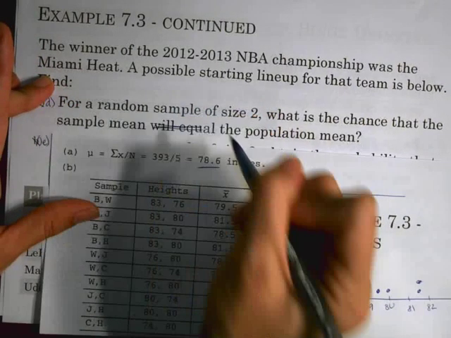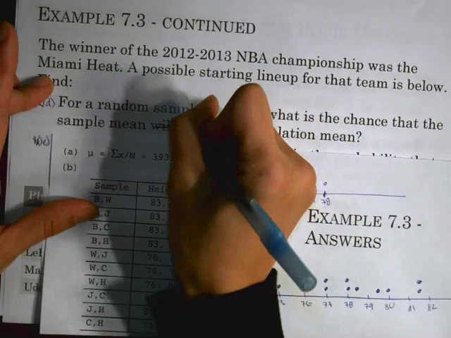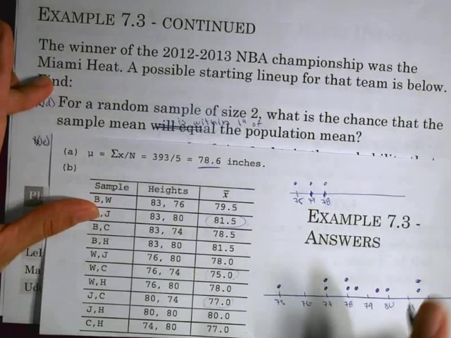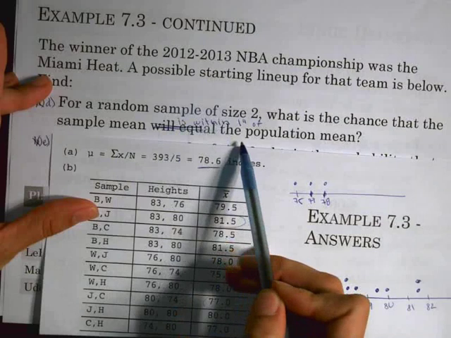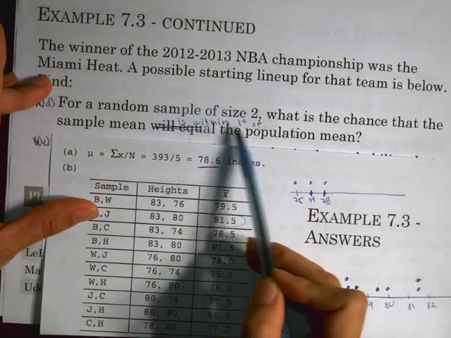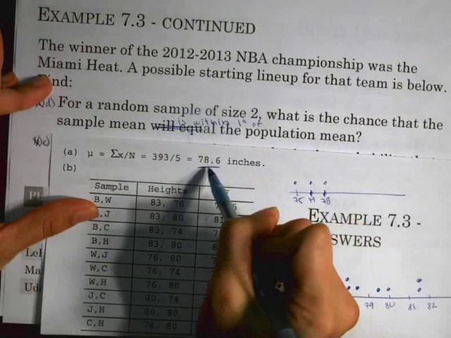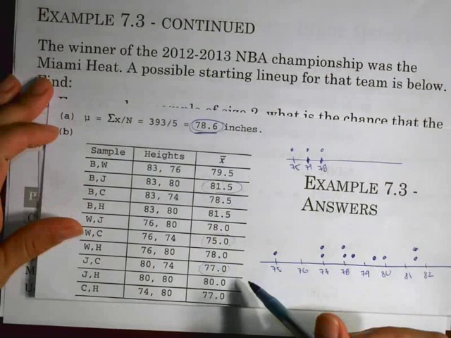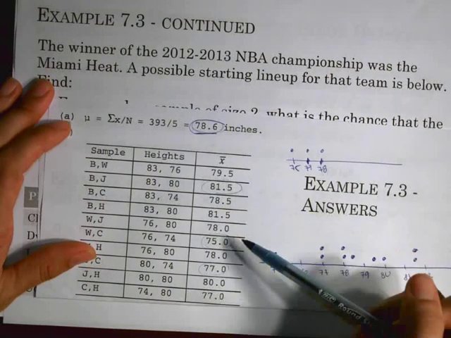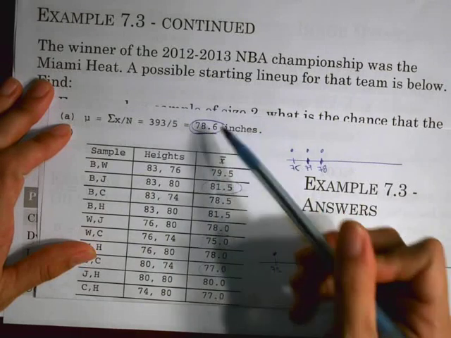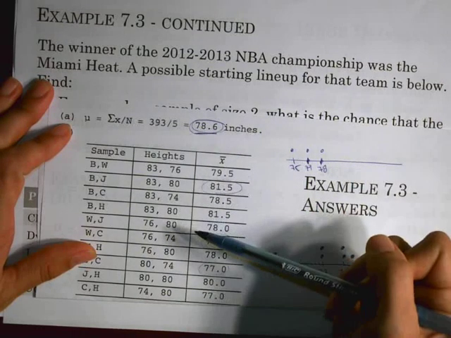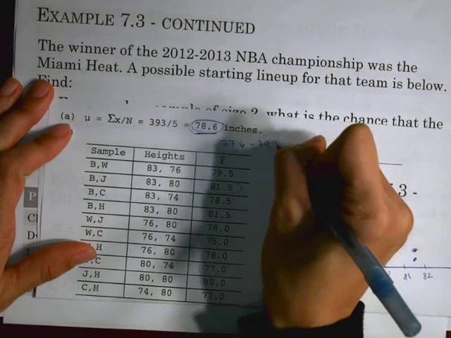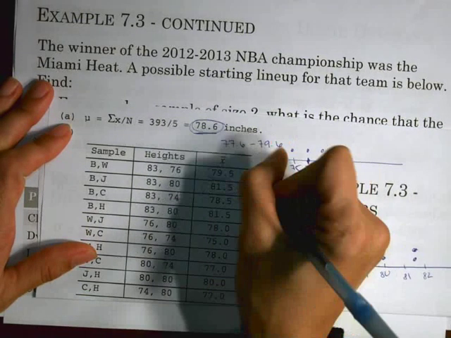Oh, I think I didn't say this right. I want to say that the sample mean is within 1 inch of the population mean. We don't need to be exactly right, but let's just say we want our sample mean to be within 1 inch of the population mean. So here's our population mean. What are the chances that we drew a random sample of 2 and we happen to pick 2 where the average value was close to the true value, where the sample mean was close to the population mean? So we're looking for things between 77.6 and 79.6.